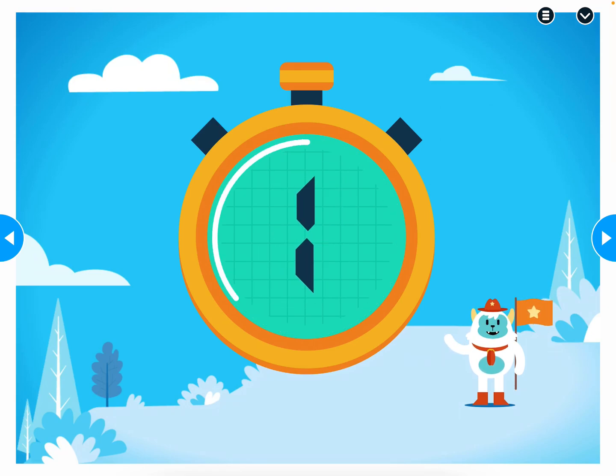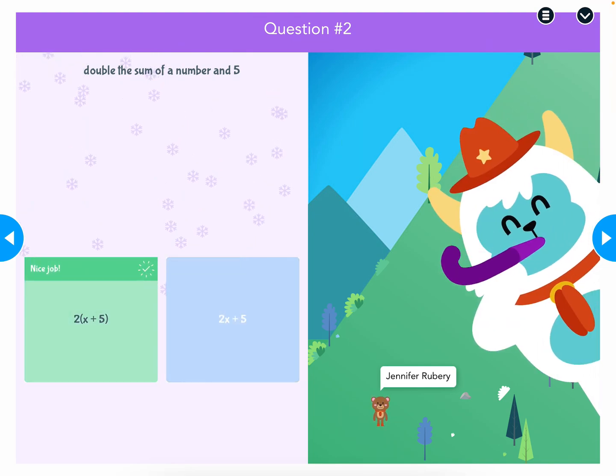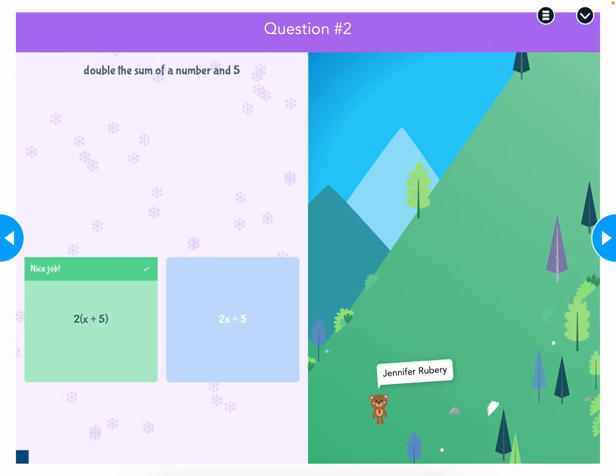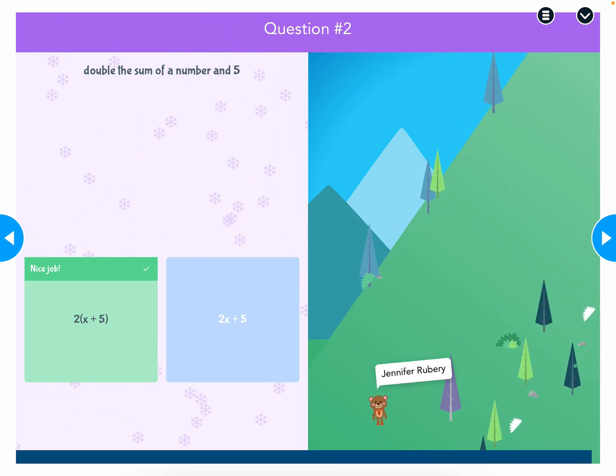Question number 2. Double the sum of a number and 5. Now I see the words sum of, which are parenthesis words. So this one would be 2 multiplied by the sum of, parentheses, x plus 5.